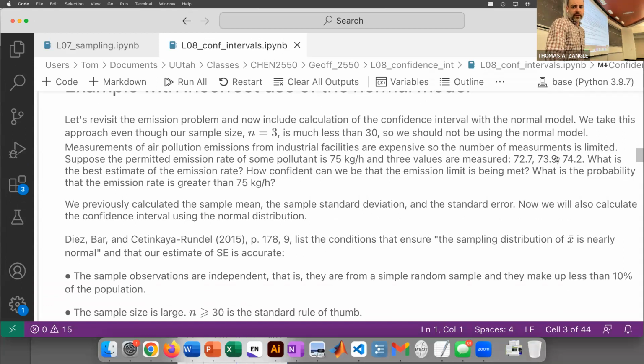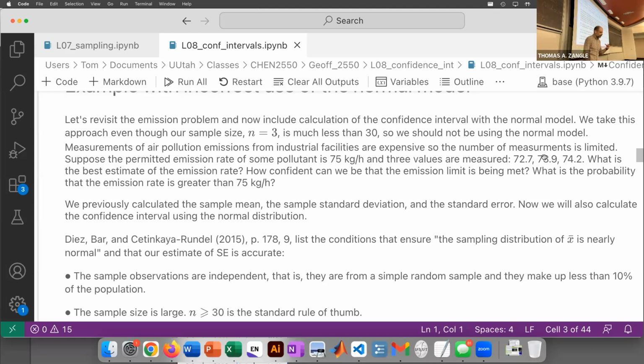So we'll go back to this example, where we have a plant where we made some measurements, 72.7, 73.9, 74.2 kilograms per hour as the emission rate of some pollutant. And we want to know how confident we are that the pollution rate is actually underneath the limit, whatever the statutory limit is, of 75 kilograms per hour. We know that we can only use the normal distribution to look at the range of mean values if n is greater than 30. In this case, we only have 3 measurements.